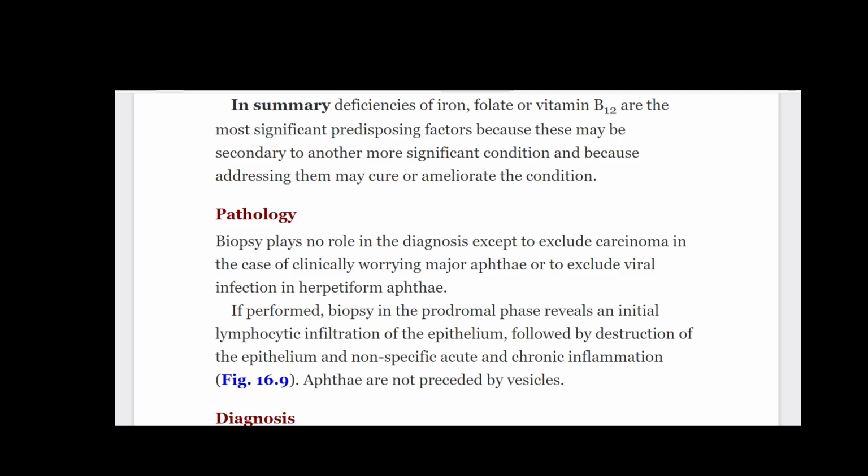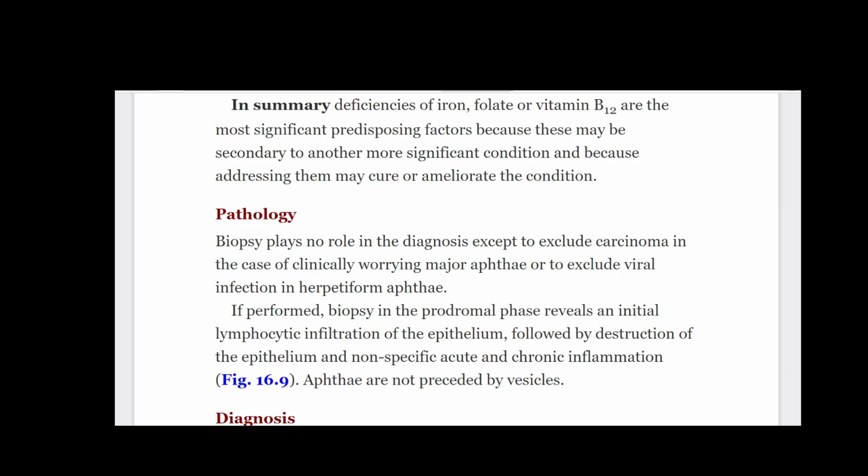Pathology. Biopsy plays no role in the diagnosis except to exclude carcinoma in the case of clinically worrying major aphthae or to exclude viral infection in herpetiform aphthae. If performed, biopsy in the prodromal phase reveals an initial lymphocytic infiltration of the epithelium, followed by destruction of the epithelium and non-specific acute and chronic inflammation, Fig. 16.9. Aphthae are not preceded by vesicles. Diagnosis is almost exclusively by history, primarily recurrences of self-healing intraoral ulcers at fairly regular intervals. Almost the only other condition with this history is Behçet's disease.